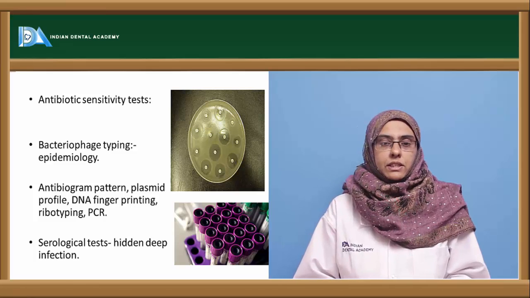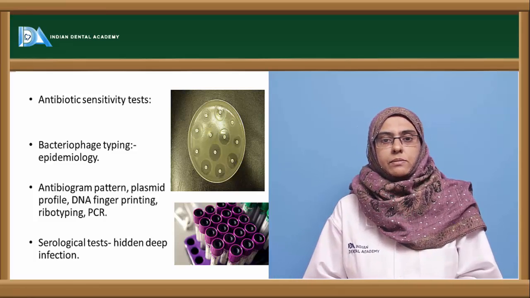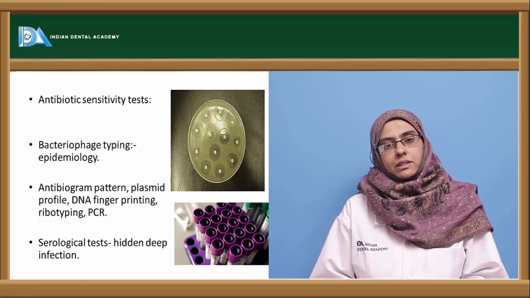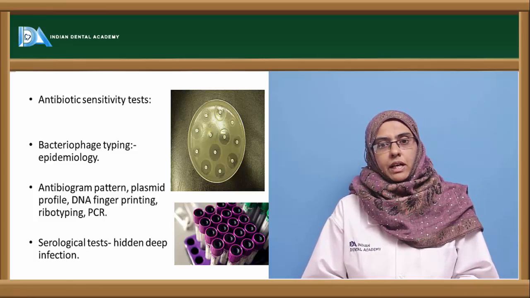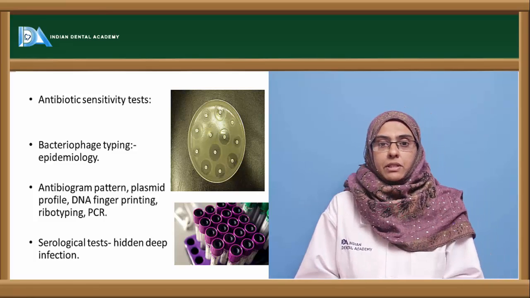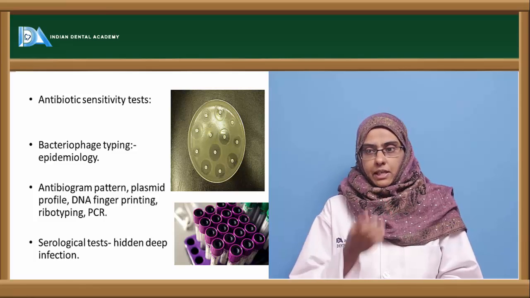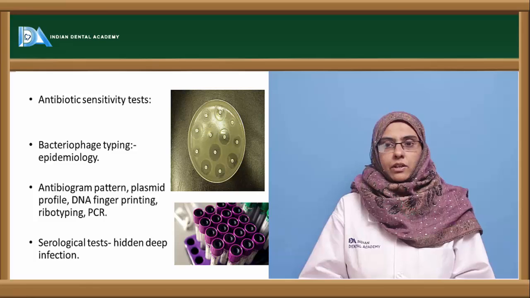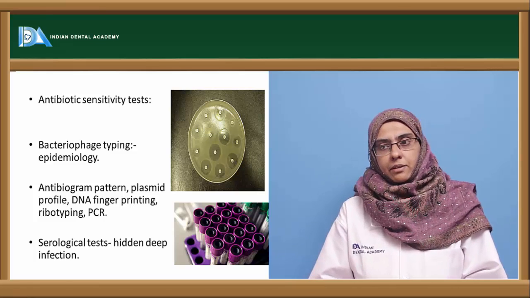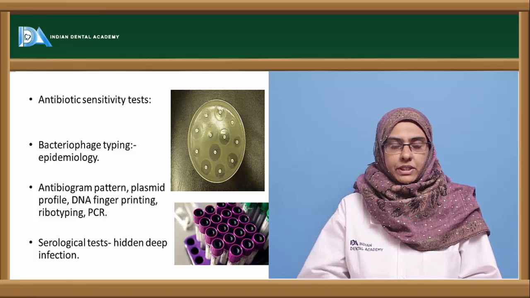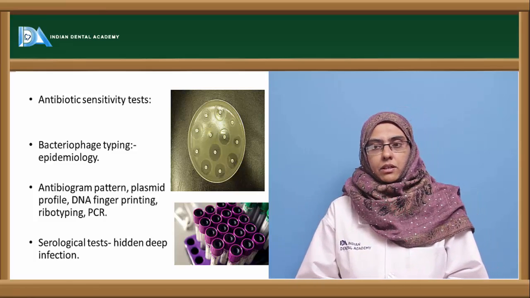That is, which strain is sensitive towards which type of antibiotics helps in the treatment purpose. Next, for bacteriophage typing, as already discussed, they are mostly used for classifying the organism epidemiologically or identifying an epidemic strain. You can go for bacteriophage typing. And we have antibiogram patterns, or you can go for plasmid profile, DNA fingerprinting, ribotyping, and PCR, which all are the most sophisticated techniques to identify this organism.